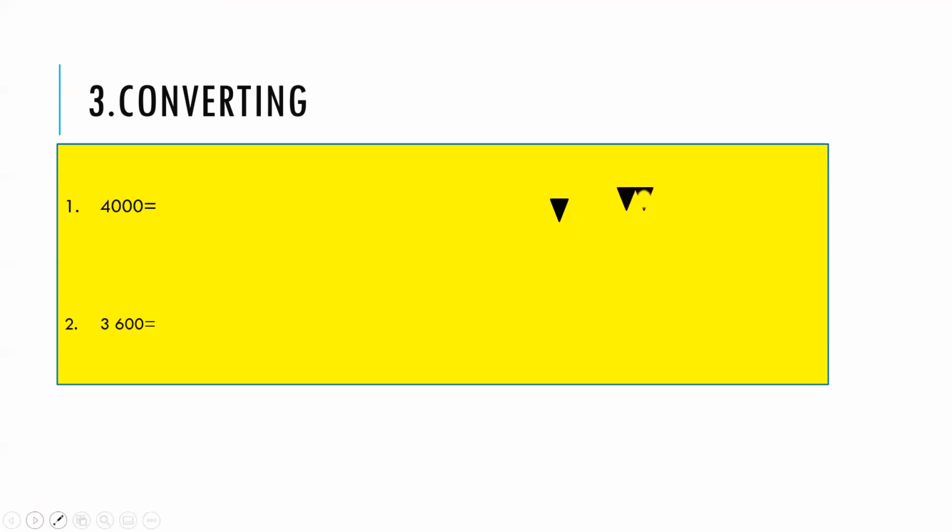So therefore, we will have 1, 2, 3, 4, 5, 6. Am I right? 6 60s equals 360. Well, last but not least, we have a remainder of 40. So we have 40 in the ones place.